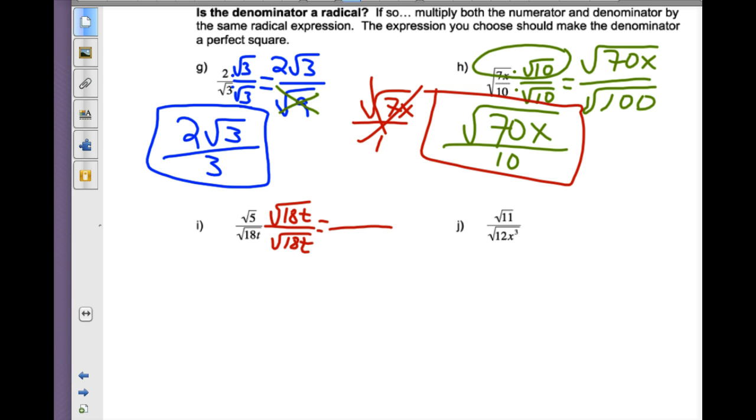To get final answers, Nico, you're typing them in. I want exact answers. Guys, what's the bottom going to be? What's radical 18t times radical 18t? 324 t squared. Radical of that. What's the square root of 324 t squared? 18t. Like 3 people said that.